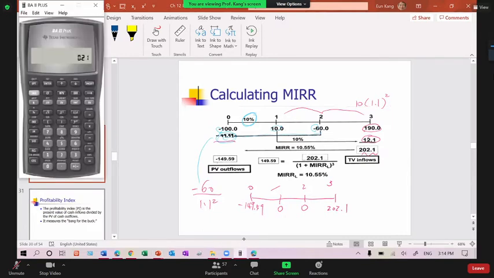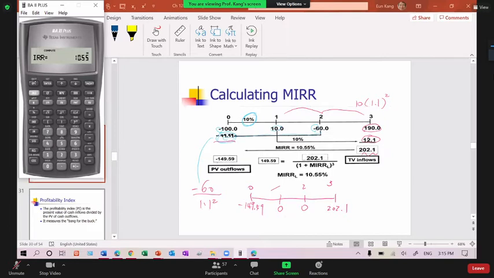So if you use the cash flow worksheet, 149.59 negative, enter. C1 is 0. So F should be 1, right? 1, enter, it's like this. Or you can just enter 0, and F is automatically 1. And C3 is 202.1. We go to IRR, compute, 10.55%, right?